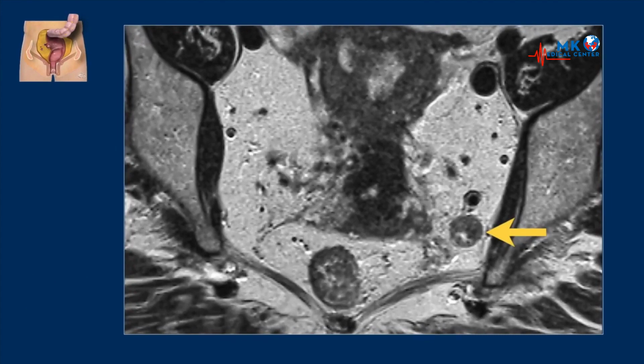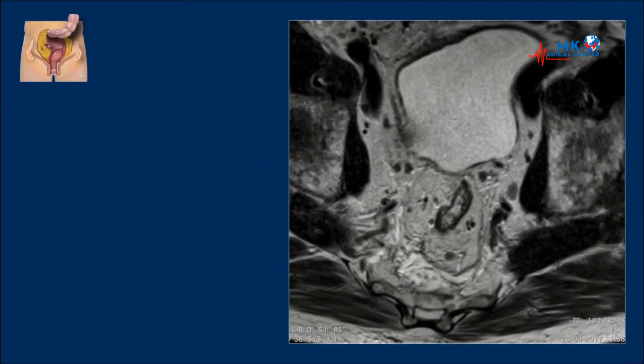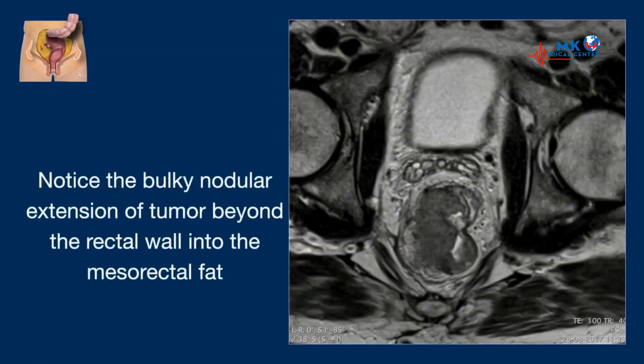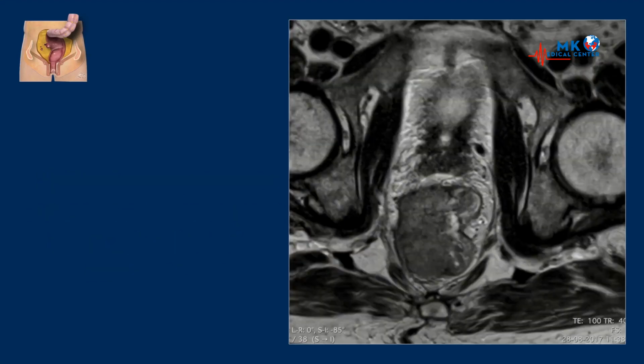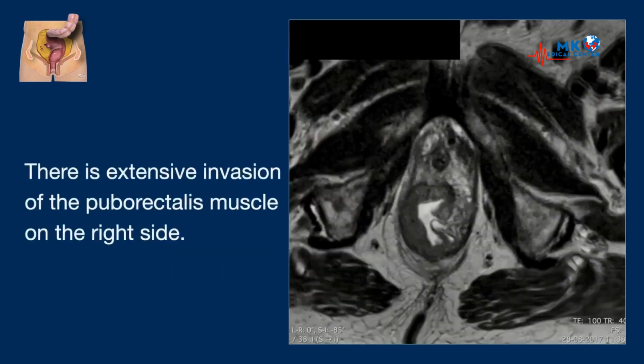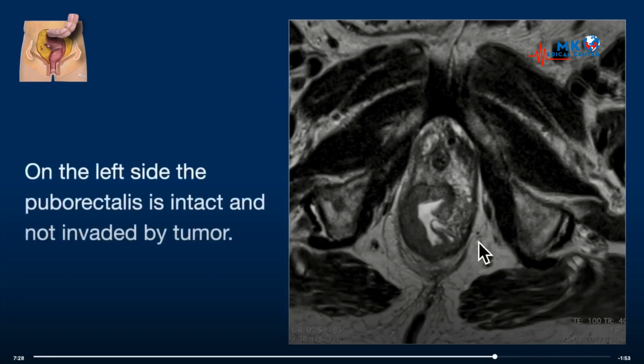Back to our case, and let's continue with the axial slides and go to the pelvic floor and the anal sphincter. Notice the bulky nodular extension of the tumor beyond the rectal wall into the mesorectal fat. Moving downwards, the tumor grows within less than 1 millimeter from the mesorectal fascia from 6 till 12 o'clock. There is extensive invasion of the puborectalis muscle on the right side, while on the left side it is intact and not invaded by tumor.